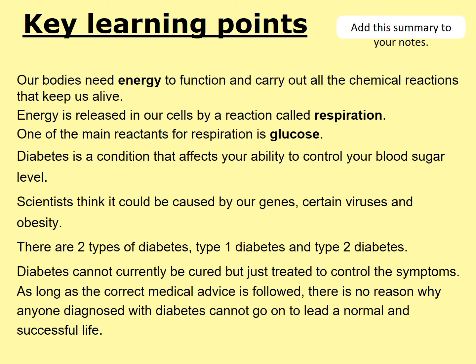So have you said about our bodies needing energy to function and carry out all of the chemical reactions that keep us alive? Energy is released from our cells via a reaction called respiration, and one of the main reactants for respiration is glucose. Diabetes is a condition that affects your ability to control your blood sugar levels. Have you got that? We think it's caused by genes, certain viruses, and obesity. We should have that there are two different types. And then some information there at the end.